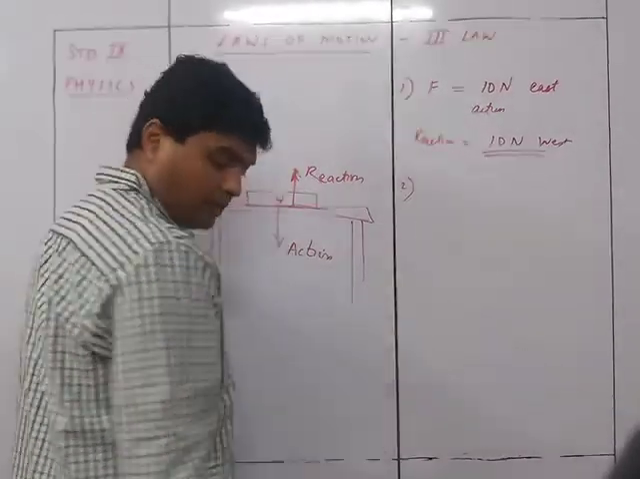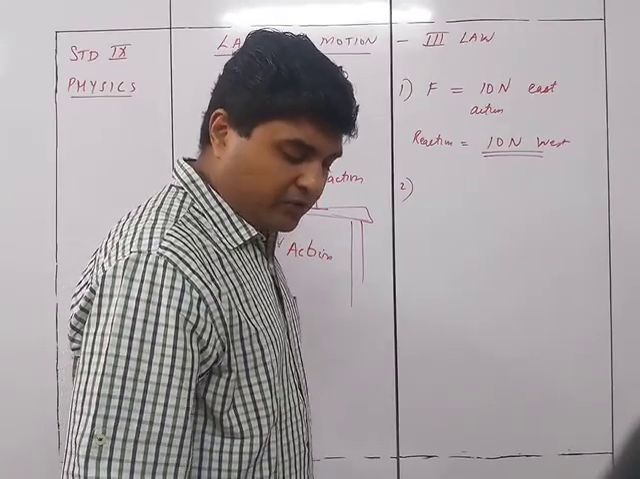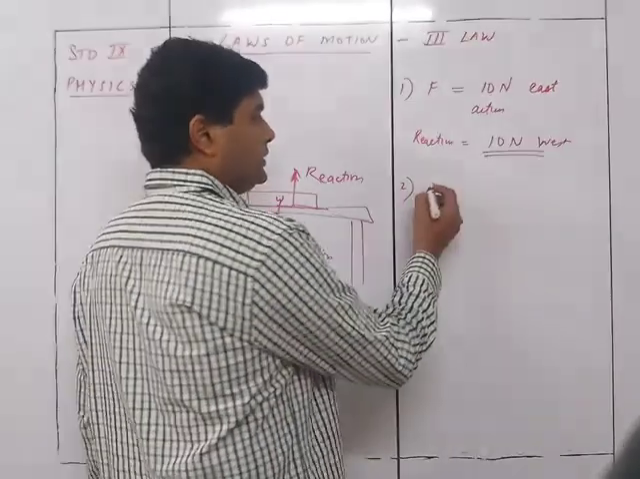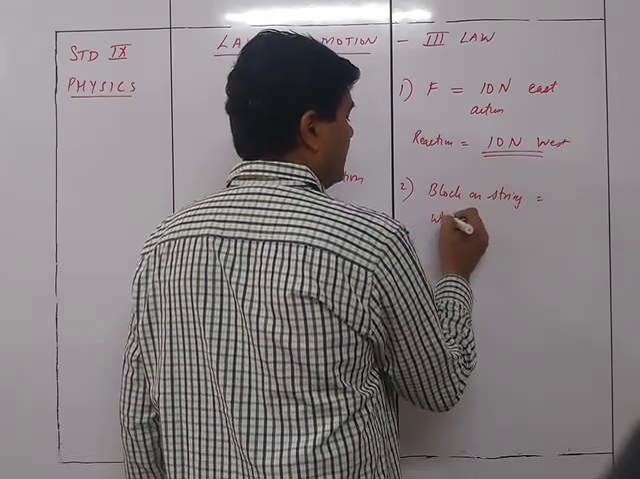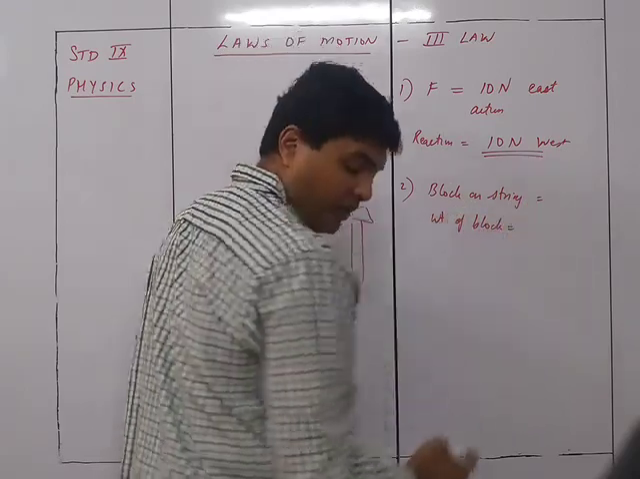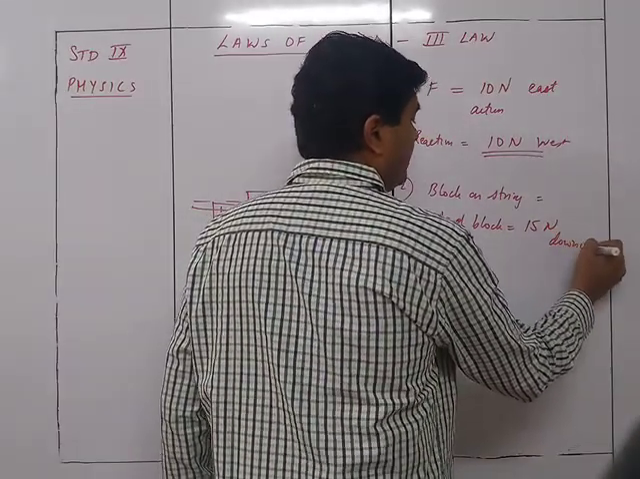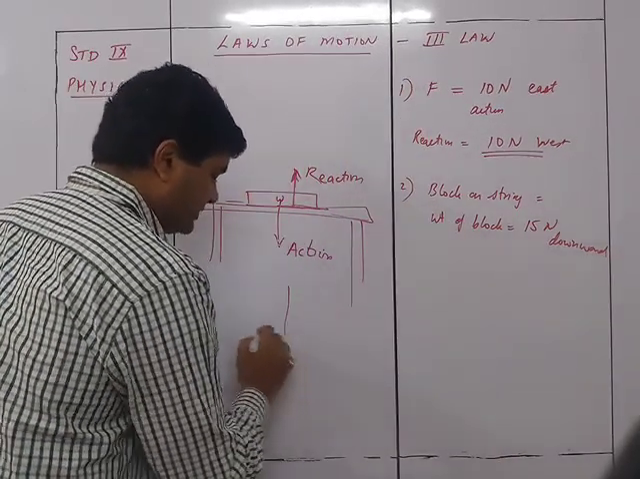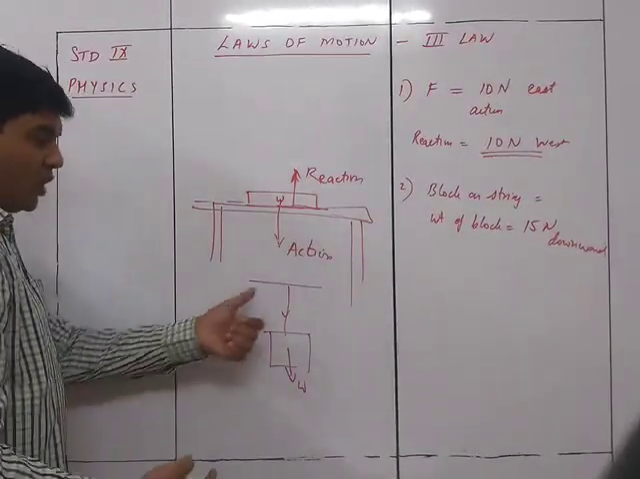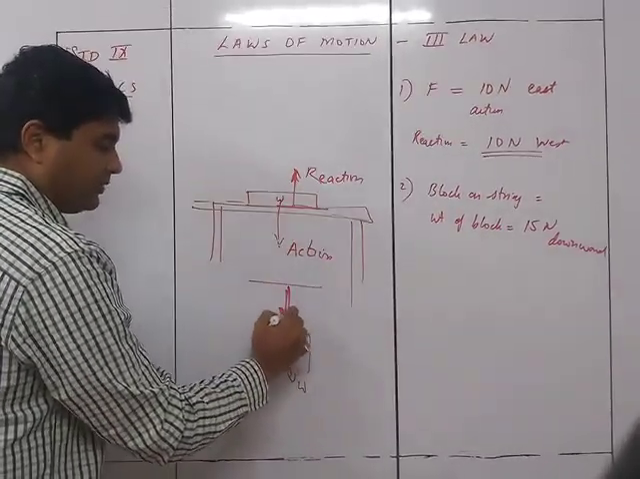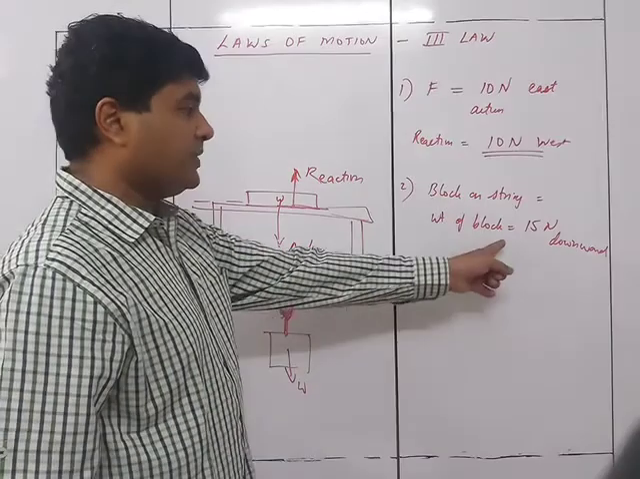Second one: a block of weight 50 Newtons hanging on a rigid support by a string. What force is exerted by the block on the string? So the force by the block on the string is equal to the weight of the block. The weight of the block is 15 Newton, so it is 15 Newton downwards. We know that it is downward because this is the block, which is acting downwards. So the force by the block on the string will be downward, equal to W, which is 15 Newton downwards. That is nothing but the weight of the block.